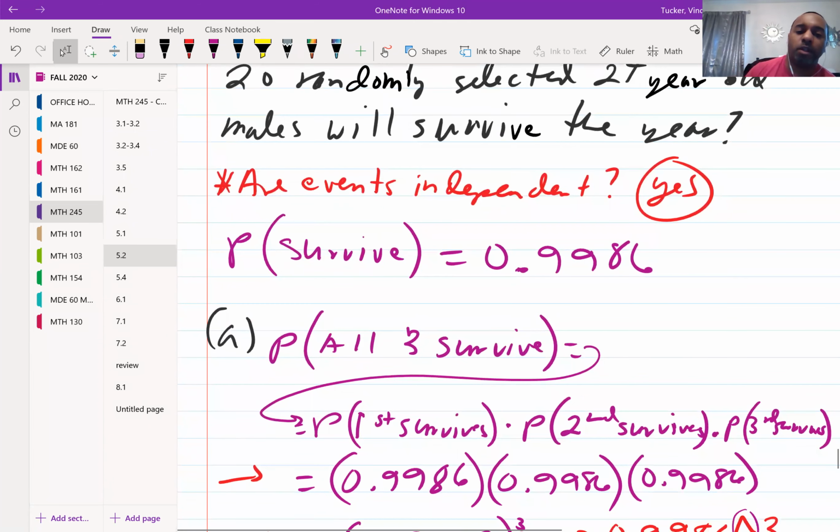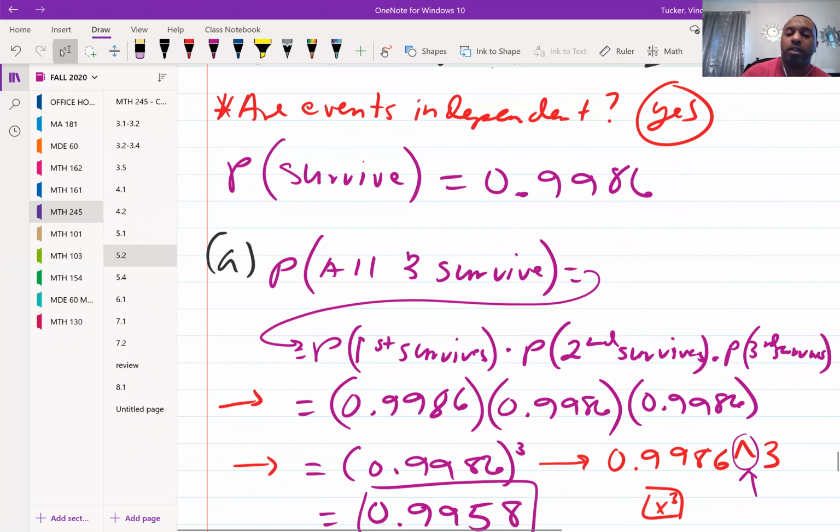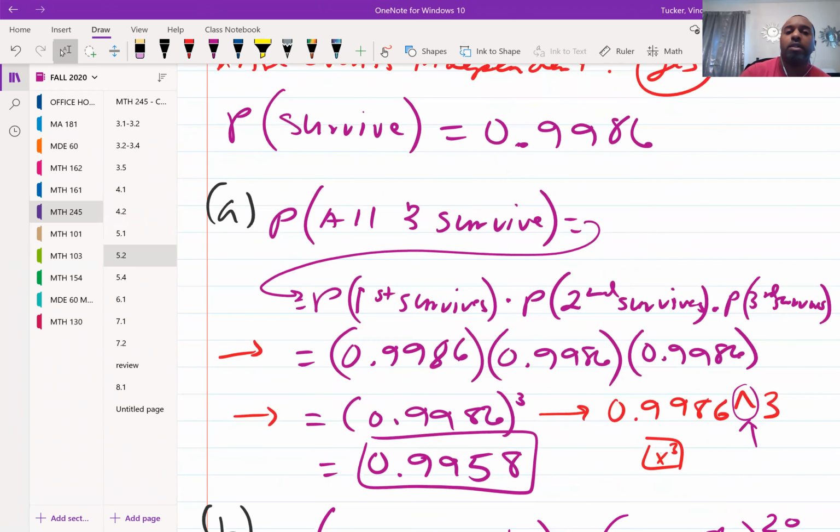And then here, the probability that all three randomly selected 24-year-old males survive is just taking that 0.9986 and multiplying it by itself 3 times. Over here, I'm just showing people how they could put it in their calculator using that symbol. So the probability would be 0.9958.